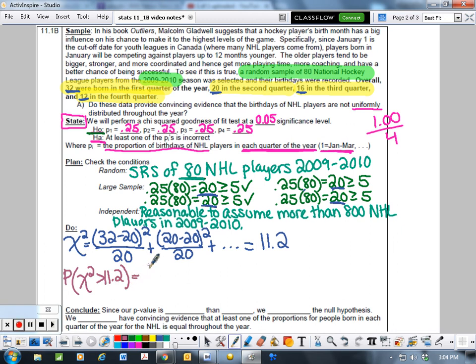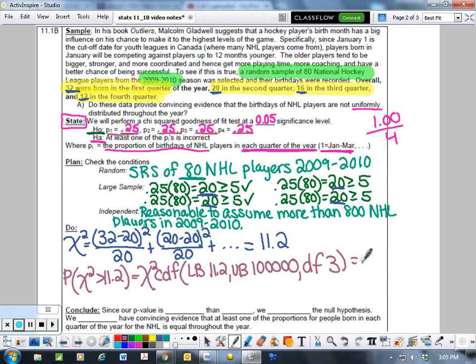So we're going to do a chi-squared CDF with a lower bound of 11.2, an upper bound of something really, really big, and then our degrees of freedom being the number of categories minus 1. So we broke this up between 4 parts of the year. So we take our 4 parts minus 1, which gives us a degree of freedom of 3. And when we calculate that, we get 0.0107.